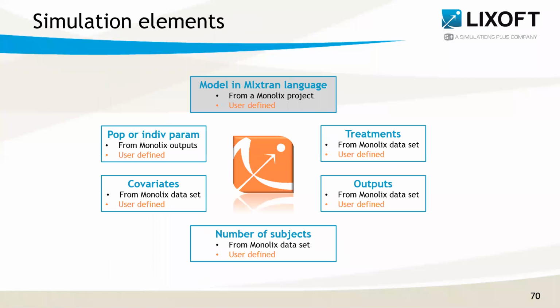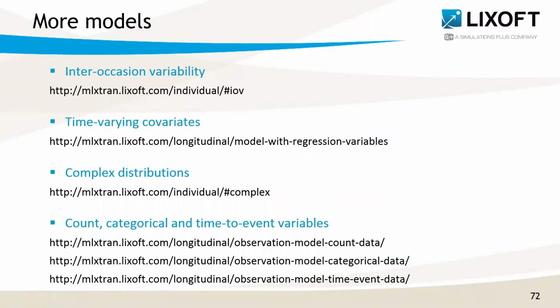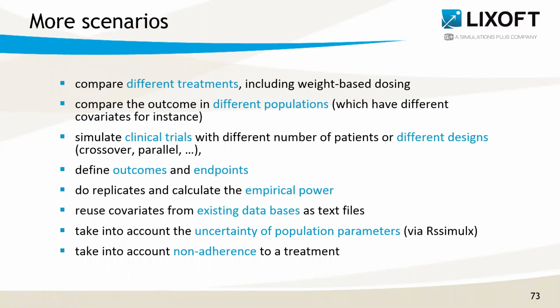That's a key point. Once you have defined this, defining all other elements is really easy because you are guided by the graphical user interface. Today, I have shown pretty simple examples, but it's possible to do also more complicated things. So in terms of models, we can have inter-occasion variability, time-varying covariates, more complex parameter distributions, and also define count, categorical or time-to-event variables. For all this, I put here the links to the online documentation that explains how to proceed.